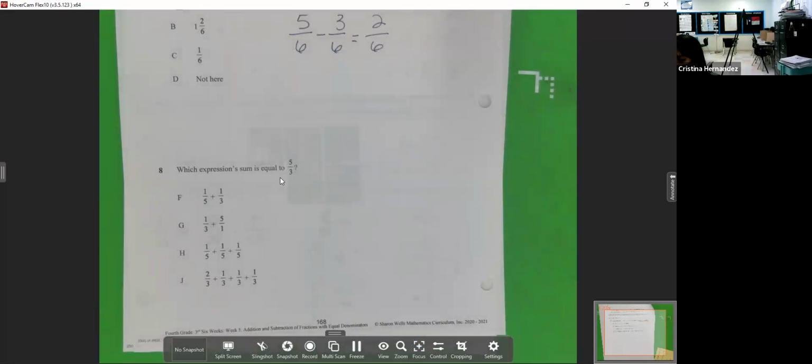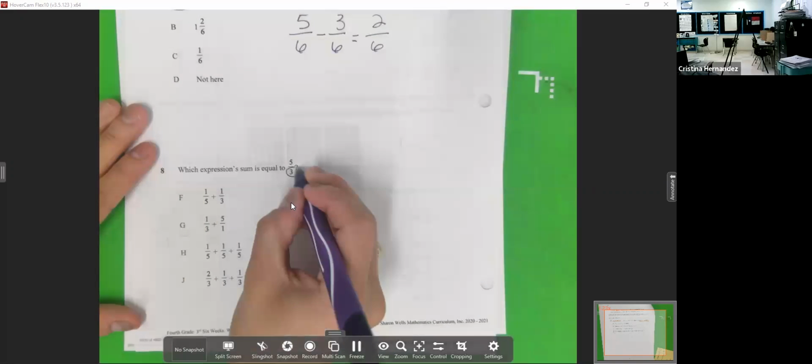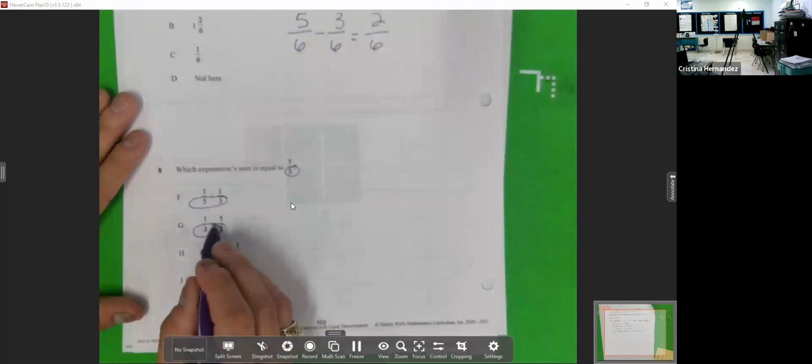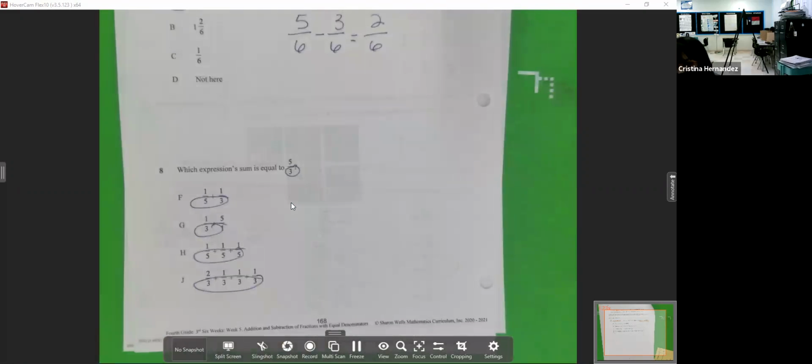I guess I could play the video again and we could remember some of these, but it seems like a lot. Which expression sum is equal to 5/6? What should our 5/3? What should our denominator be? What's our denominator going to be for this fraction? 3. So we can go look at our answer choices. Which one has 3 across the board, without even having to add?